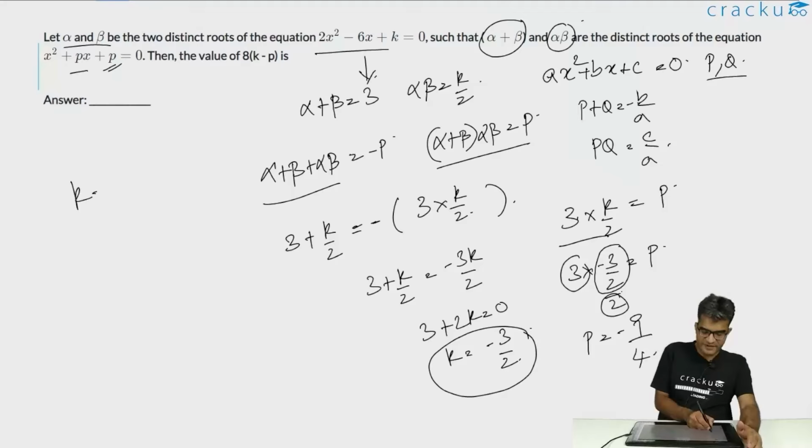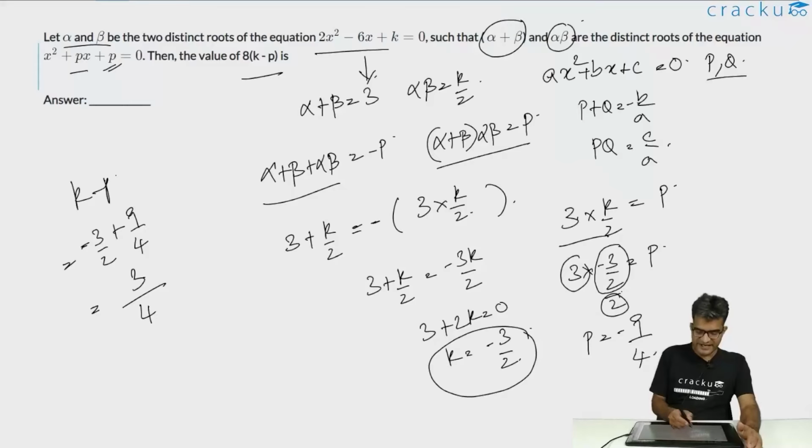So what is the value of k minus p? K minus p will be minus 3 by 2 plus 9 by 4, which is equal to 3 by 4. So what is the value of 8 times k minus p? That will be 8 times 3 by 4, which is equal to 6. So the answer for this question is 6.